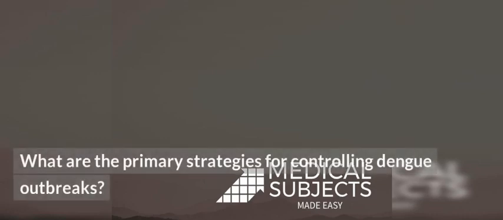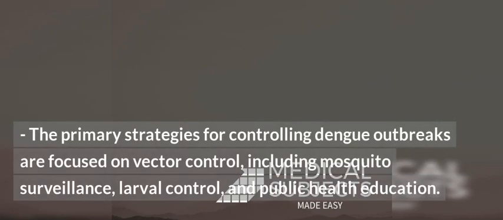7. What are the primary strategies for controlling dengue outbreaks? The primary strategies for controlling dengue outbreaks are focused on vector control, including mosquito surveillance, larval control, and public health education.